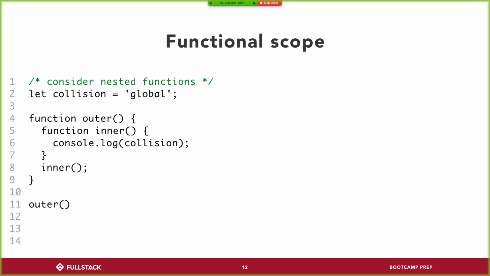Any guesses as to what this would log? Basically, it would log global. Because there's no outer parameter, there's no inner parameter, there's no local variable within inner. So it keeps looking inside out. It goes all the way to the end, and then it sees line 2, and it finally finds what it's looking for.